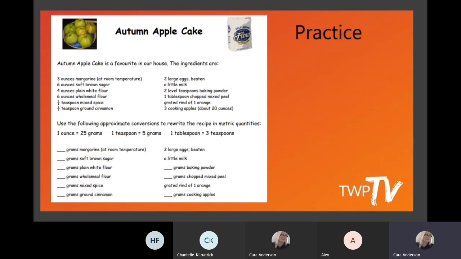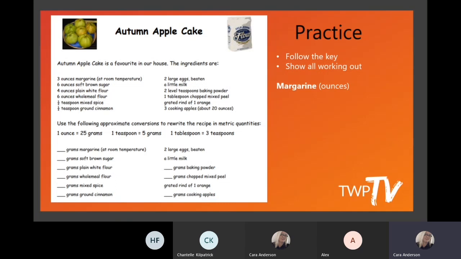So in the ingredients itself, you've got ounces, you've got teaspoons, obviously just the eggs on their own, they haven't changed anyway, and then you've got tablespoons as well. Okay, so first thing to remember is obviously to follow the key. And if that helps you, write it down on your scrap paper if you need to, and make sure you show all your working out. Okay, so we're going to have a go at this together.